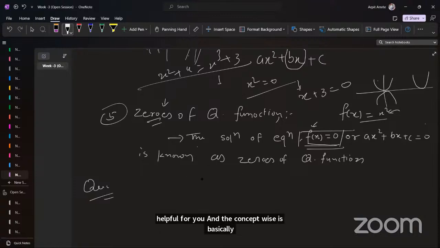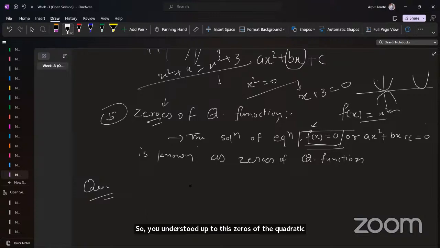Okay, so you understood up to this, zeros of the quadratic function and roots. Sir, what is the basic difference between roots and zeros? Okay, let us see.